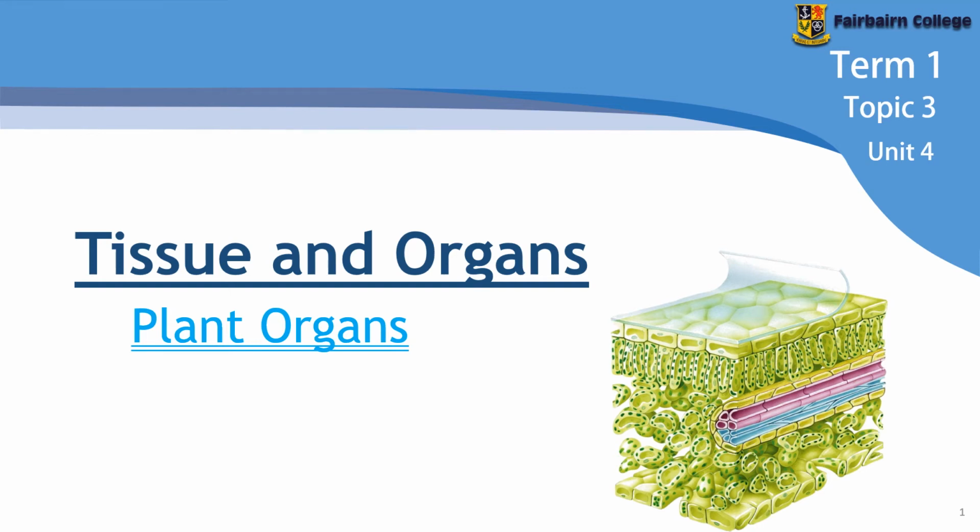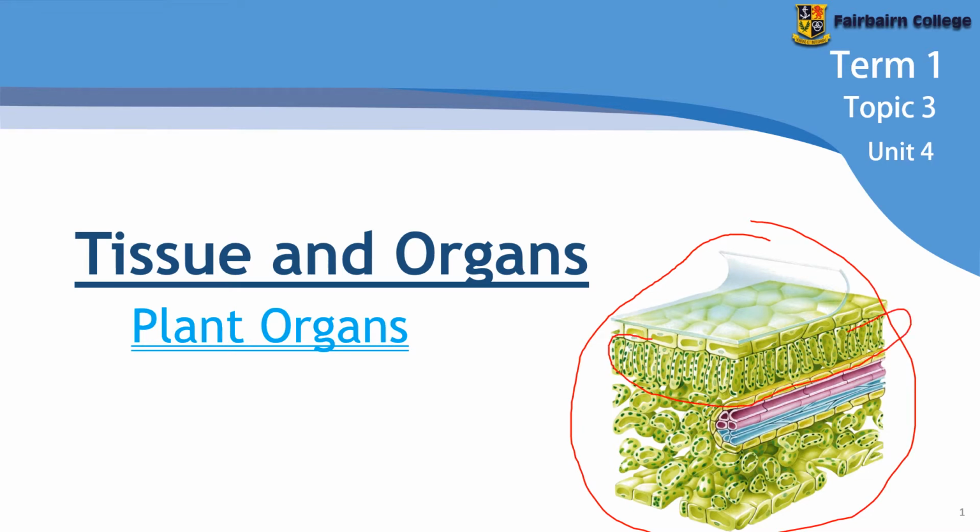So in this video, we're going to have a look at the various organs found in plants. If you have a look at this cross-section of a leaf, then you might recognize some of the tissues that we've already discussed when we looked at plant tissues. And we're going to look at how all of these tissues then work together to produce a specific function for each organ or for each part of the plant.